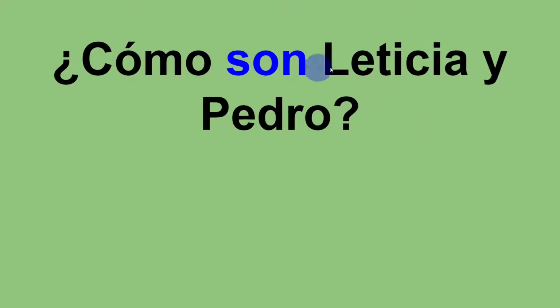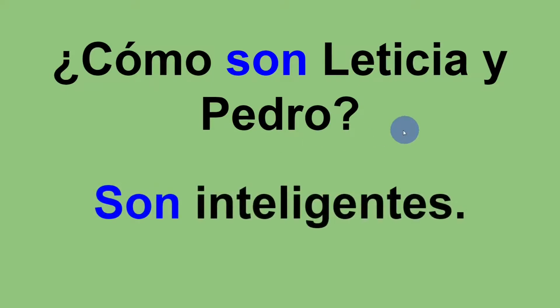¿Cómo son Leticia y Pedro? Son inteligentes. And I'm using son because Leticia y Pedro is they, or ellos. So in the conjugation, for ellos, you use son. So we end up with son inteligentes, and we already know who Leticia and Pedro are. So we use son.